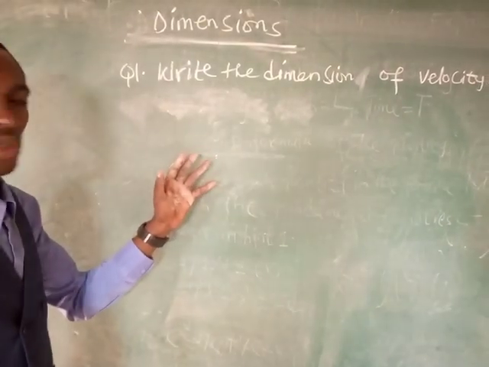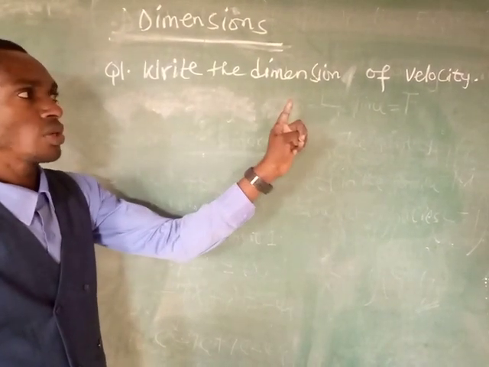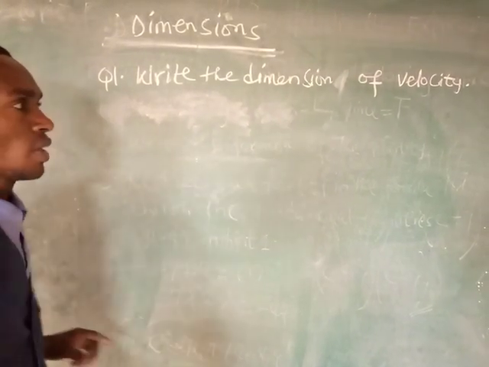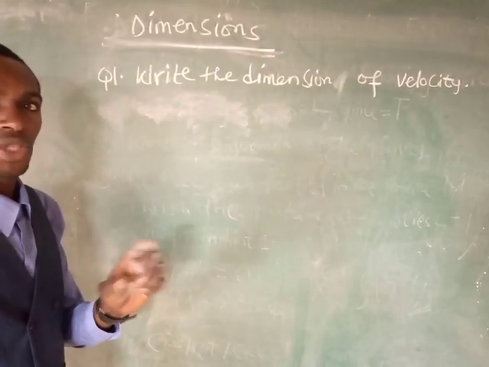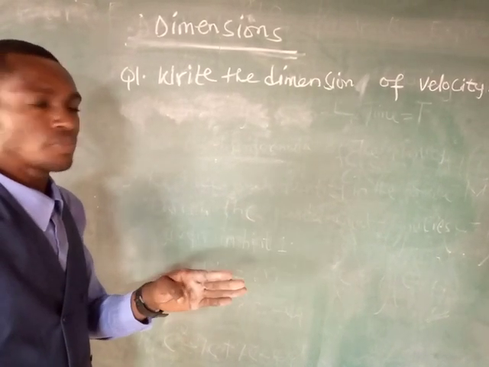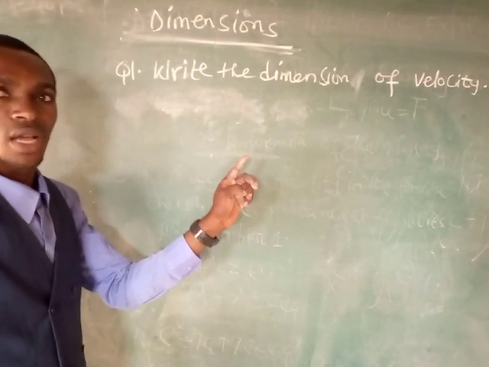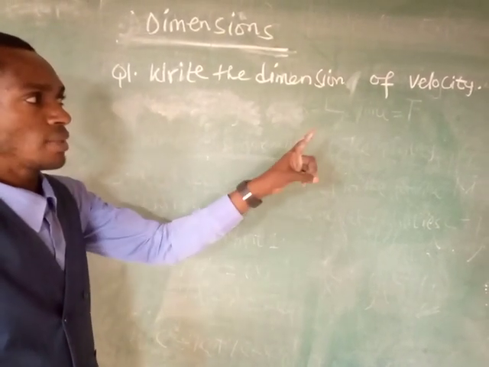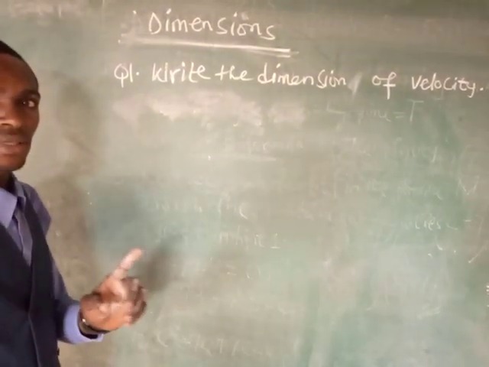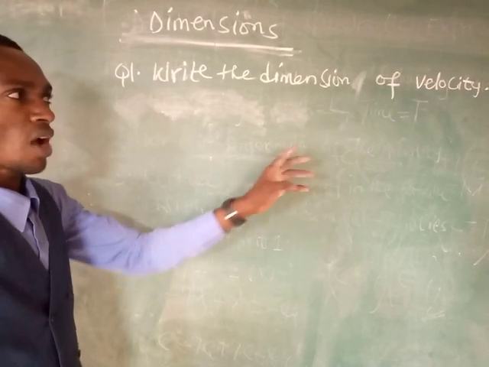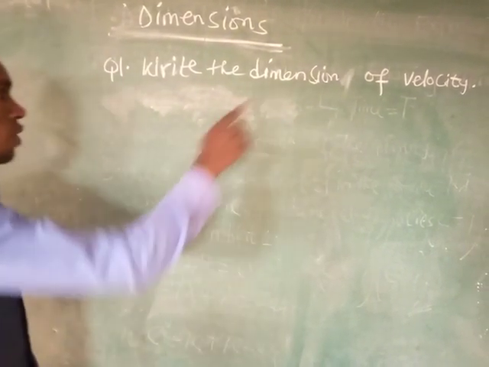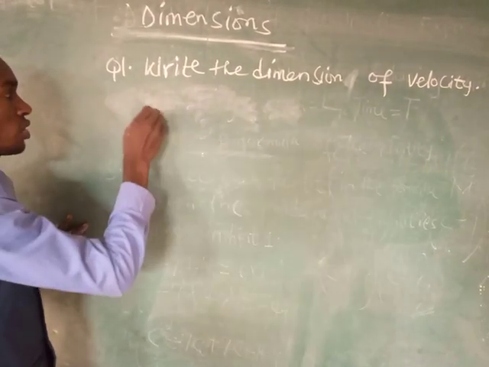Now we have this question: write the dimension of velocity. We are asked to give the dimension of velocity. Now don't forget, when we gave the hint, we said the first thing is m stands for mass, while L stands for what? Length, and T stands for time. Now, the next hint says that what you are to do is to write the formula of the quantity you are asked to write the dimension of. Now, what we have here is velocity.